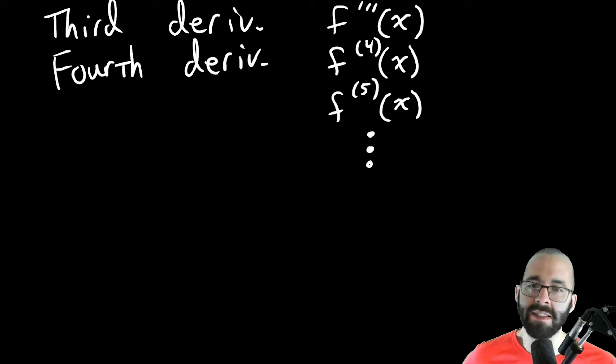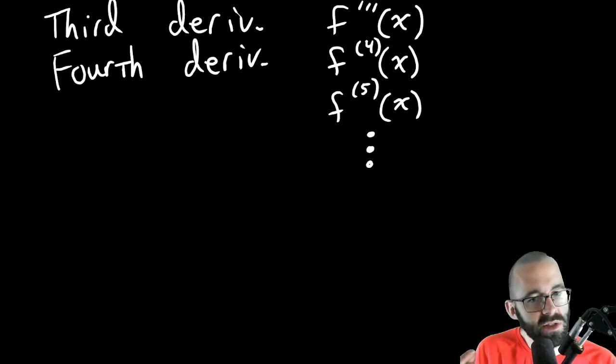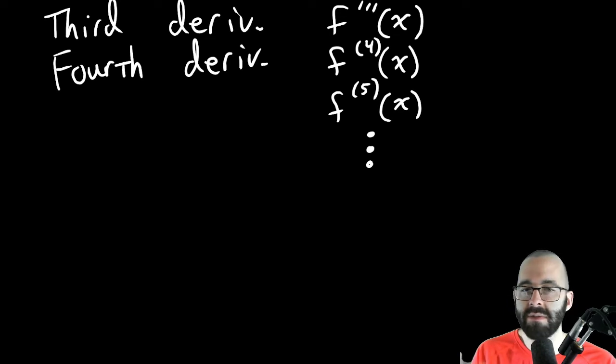And all it is is a little bit of notation and just taking the derivative again. You look at the derivative function, take the derivative of that derivative function, and now you have the second derivative of the first function. So let's get to it.